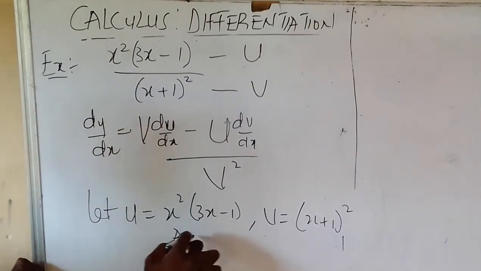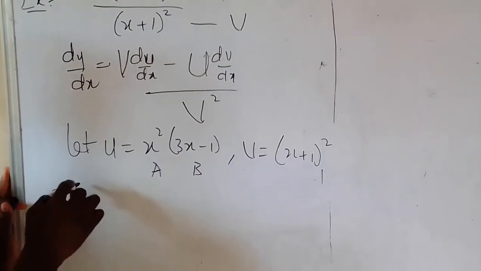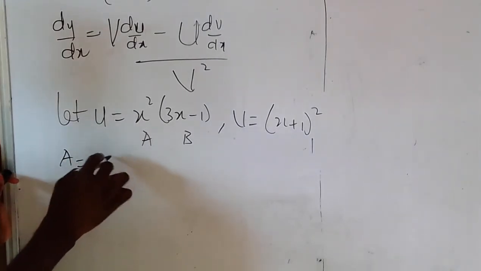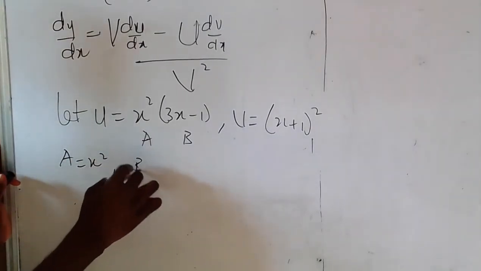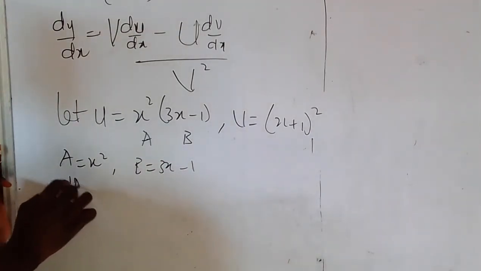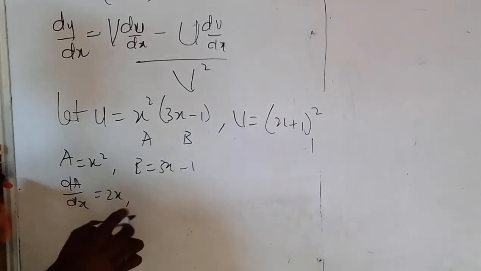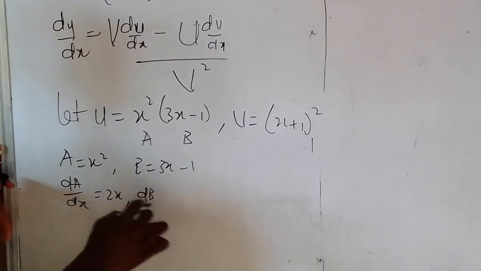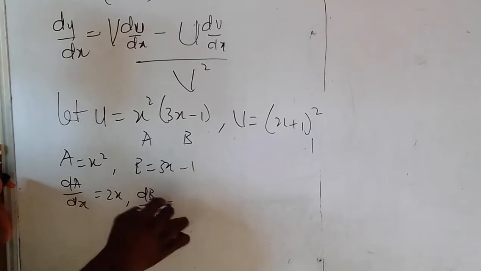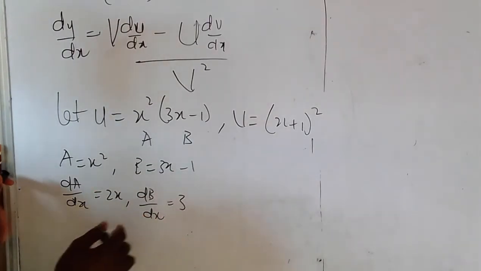Let this one be a, let this one be b. Now a is equal to x squared, and b is equal to 3x minus 1. For da/dx it is 2x, and db/dx, in which case, is going to be 3 minus 0, which is 3.